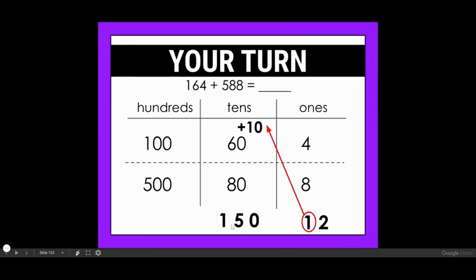We can't keep this 100 in the tens place though, so we need to move it in with the hundreds. And so now I have 100 plus 100 plus 500, which would be 700. So our answer is 752. How'd you do on that one?